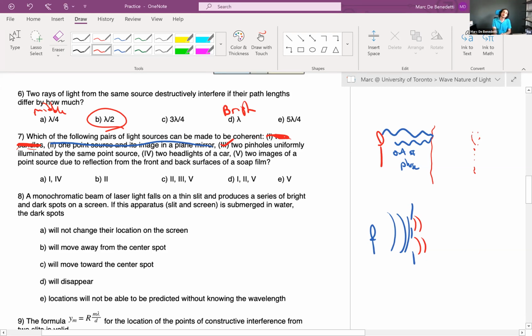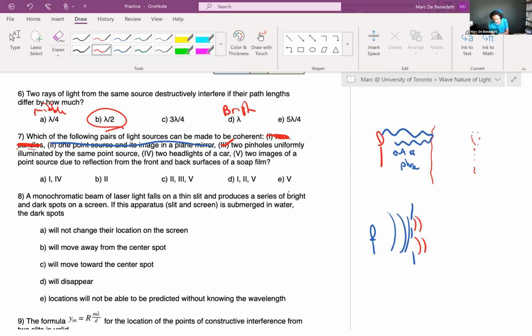2 headlights in a car, same thing. When you have a light bulb, there's no way to tell that the glowing from a light bulb is the same as a candle. There's really no way to tell there. And 5 is 2 images. 2 images of a point source due to the reflection from the front and back surfaces of a soap film.